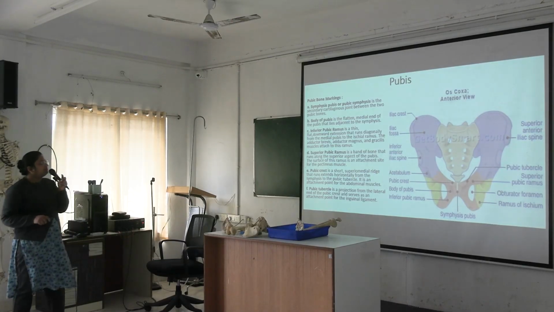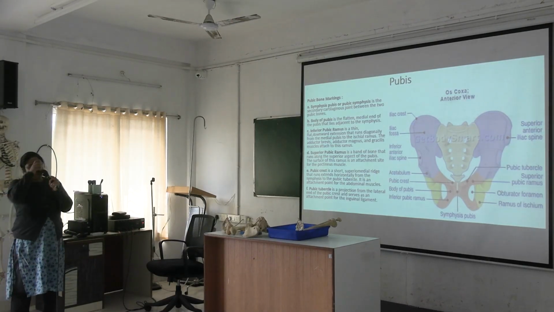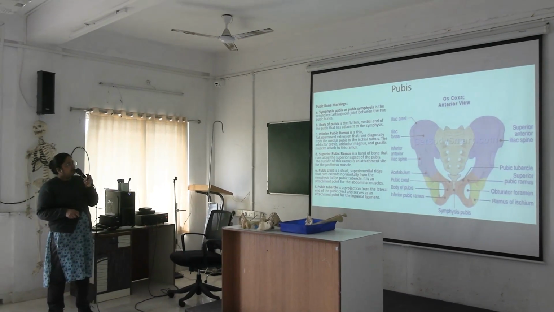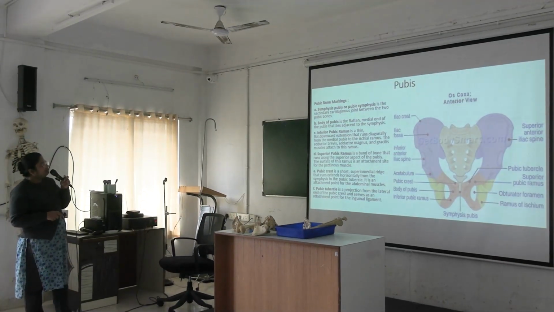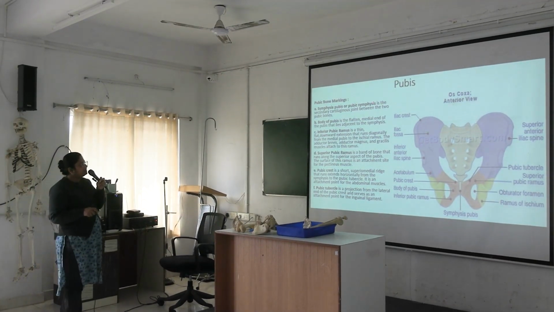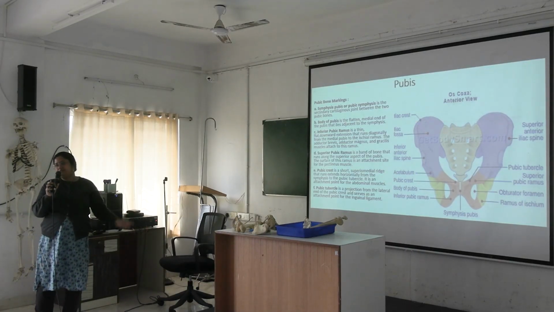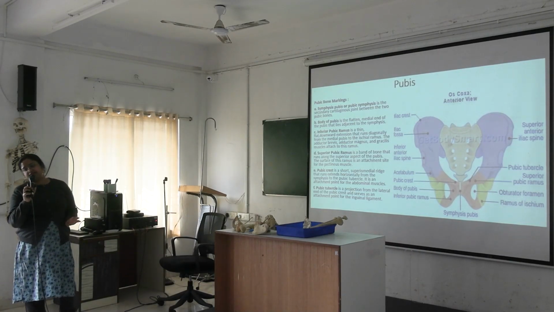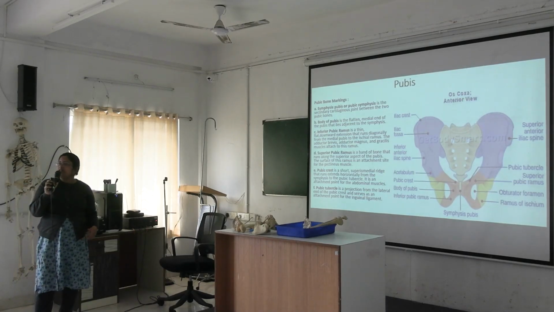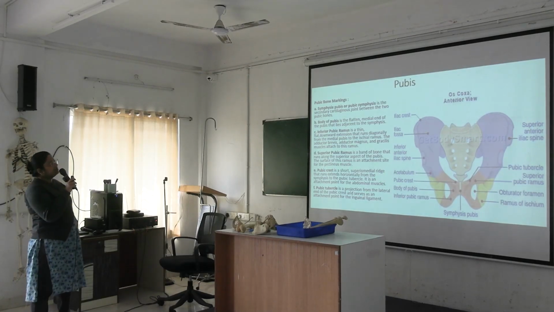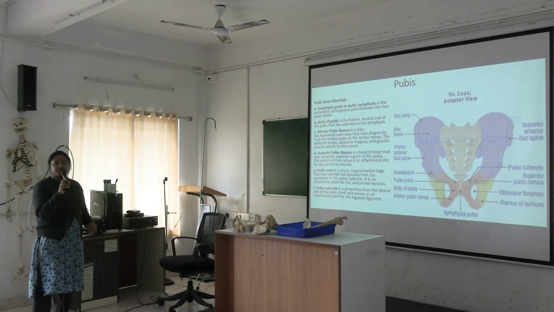Next we are going to some presenting parts of the pubis. This red colored portion is the pubis. It has a symphysis pubis or pubic symphysis. It is a secondary cartilaginous joint. The type of joint must be remembered, it is very frequently asked. The pubic symphysis is a secondary cartilaginous joint between the two pubic bones.